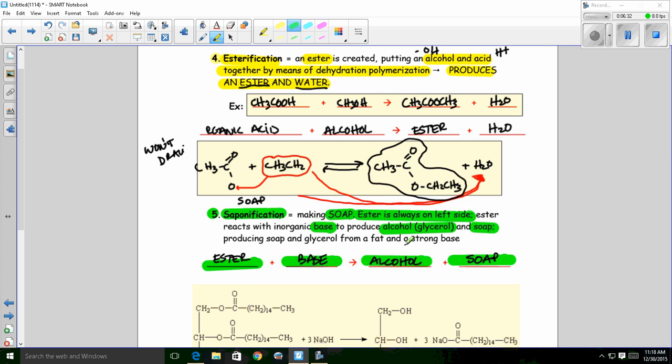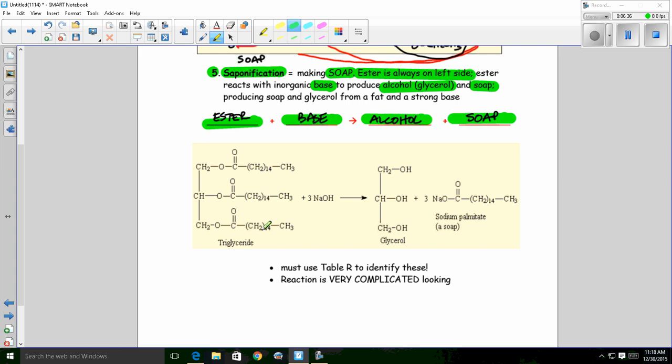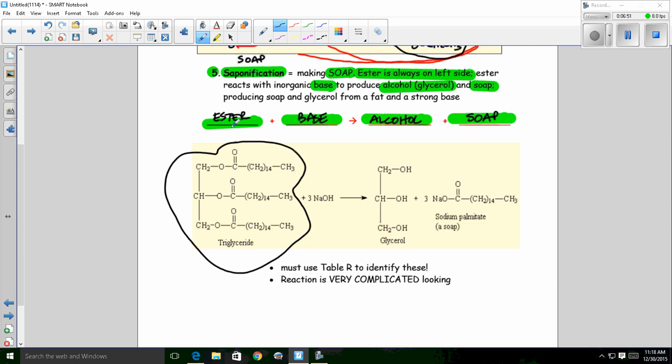All right, so let's take a look at it structurally and walk through this slowly and carefully to see how the production of soap is actually developed. Here we have our triglycerol. This is our enormous, huge, very strong ester. This is something you're just going to have to identify. You won't have to draw anything like this either.